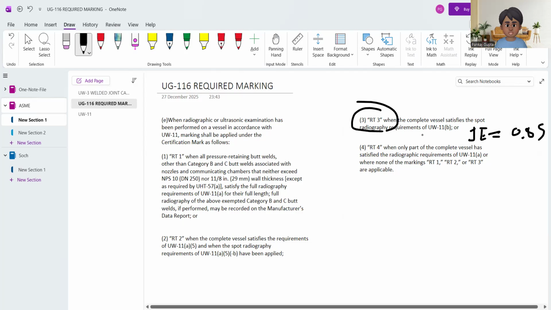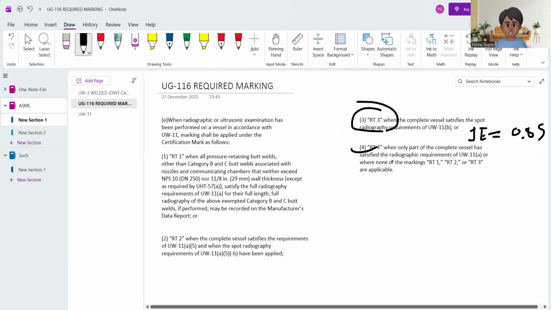But from the calculation point of view, whenever you are doing the calculation, don't miss that the joint efficiency of even this head, standard nozzle, everything you need to consider as 0.85. Then only it qualifies for RT3. If you miss that one, and if you consider the head joint efficiency as one, then it will be moved to RT4.